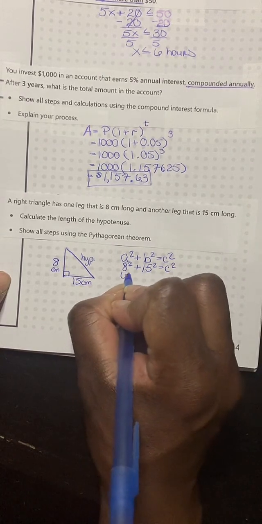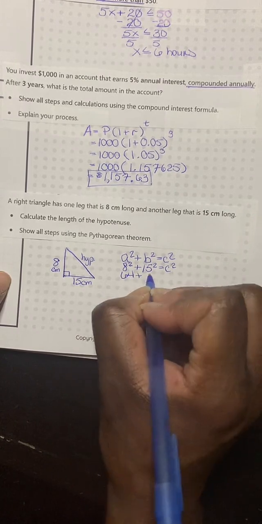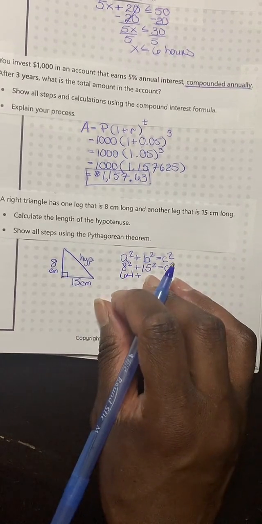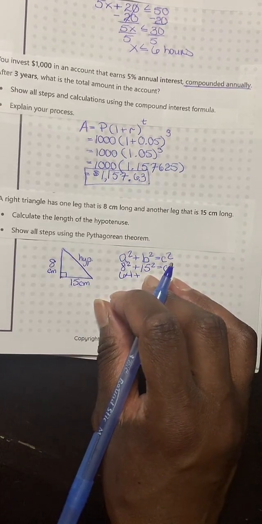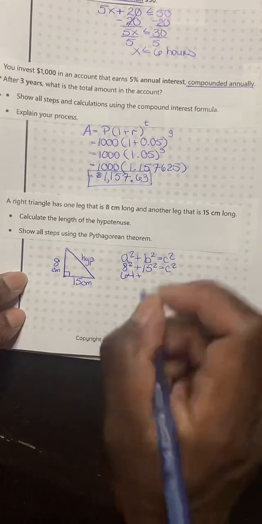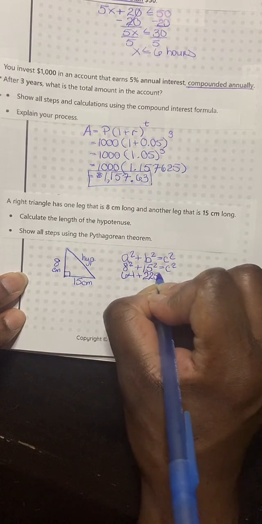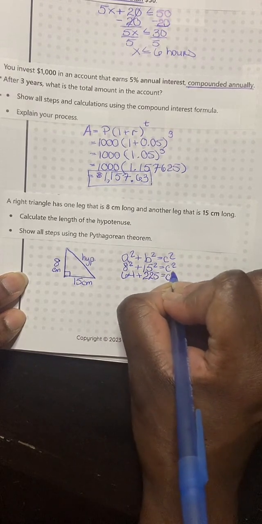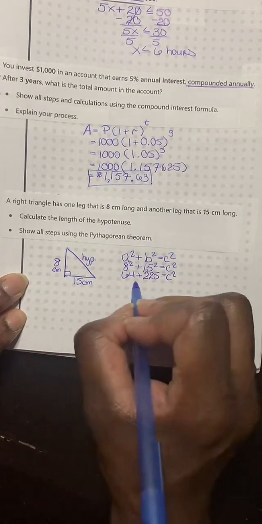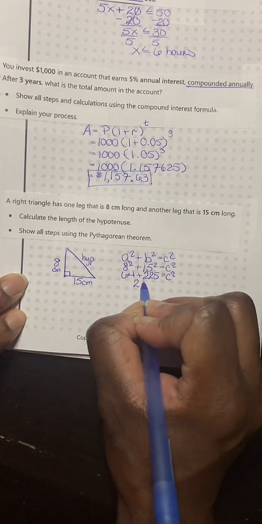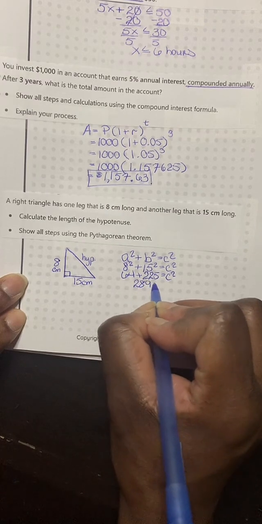So now you've got 64 plus... 218? No, 225. So then this will give us our 289.